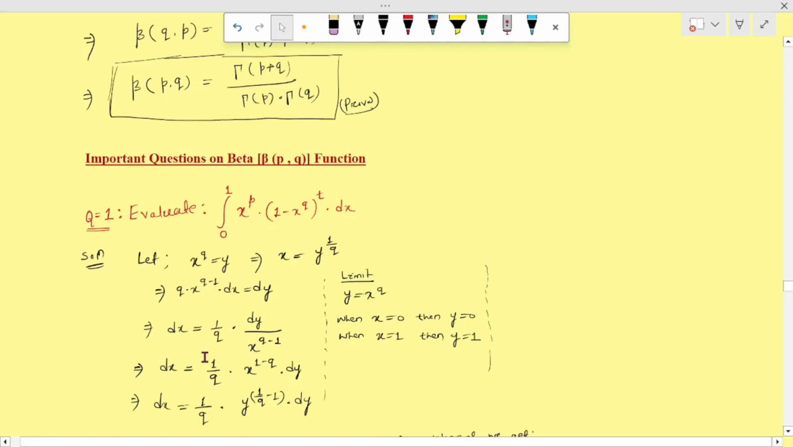Okay, hello everyone. Welcome to all in our lecture series on special integrals, and we are discussing the gamma and beta functions. In our last class, we discussed some important questions on the beta function.